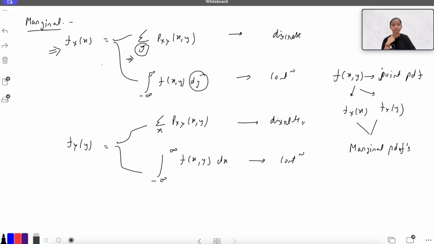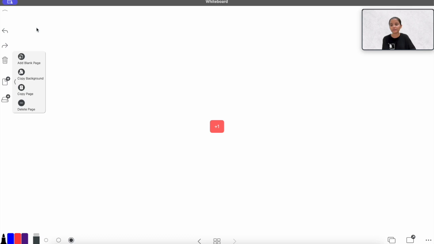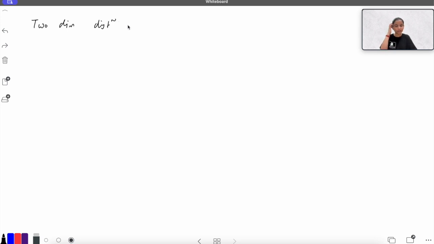Okay, now let's come to the next thing, which is the two-dimensional distribution function. Just like the one-dimensional distribution function, if we discuss the two-dimensional distribution function, it would be the same thing but in two dimensions. So F(x,y) would be equal to the probability that X is less than or equal to x, comma, Y is less than or equal to y, for (x,y) belonging to R squared.